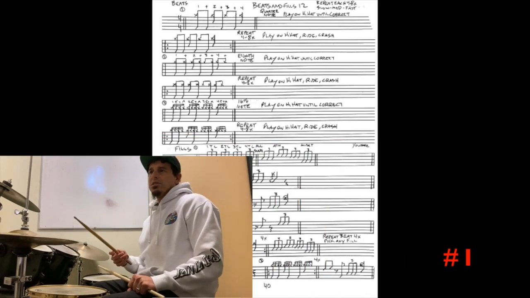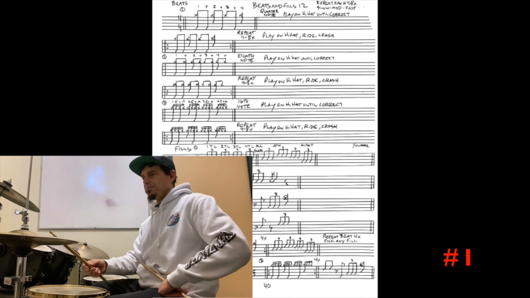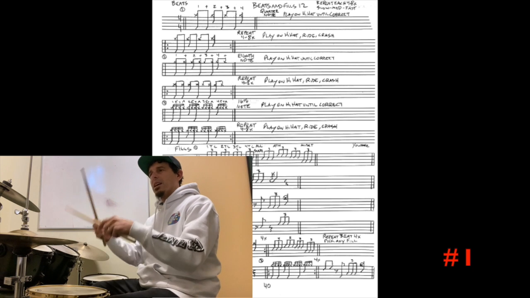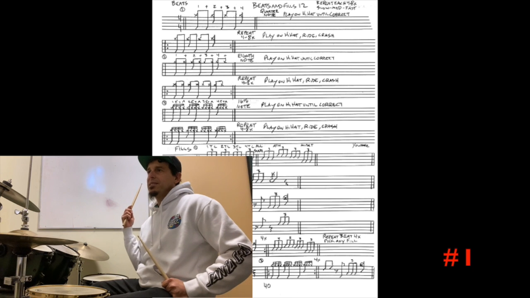This is the quarter note version of this beat. So on the downbeat of 1, we're going to have a bass drum and hi-hat together. Bass drum by itself on the and of 1. On beat 2, we're going to have a snare and hi-hat on the downbeat. Bass drum by itself on the and of 2.